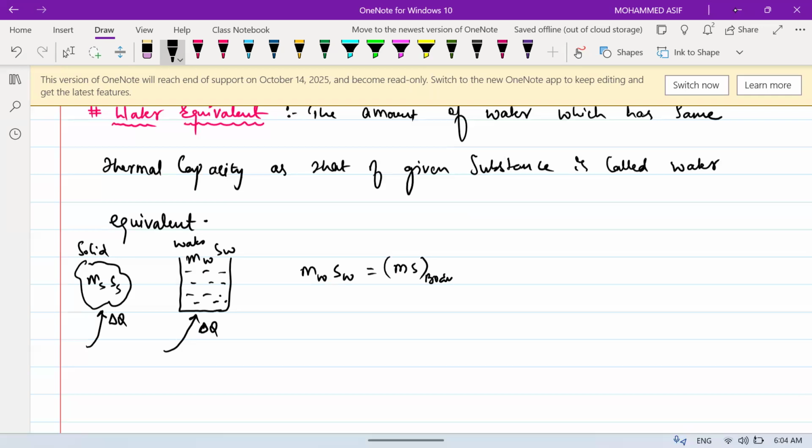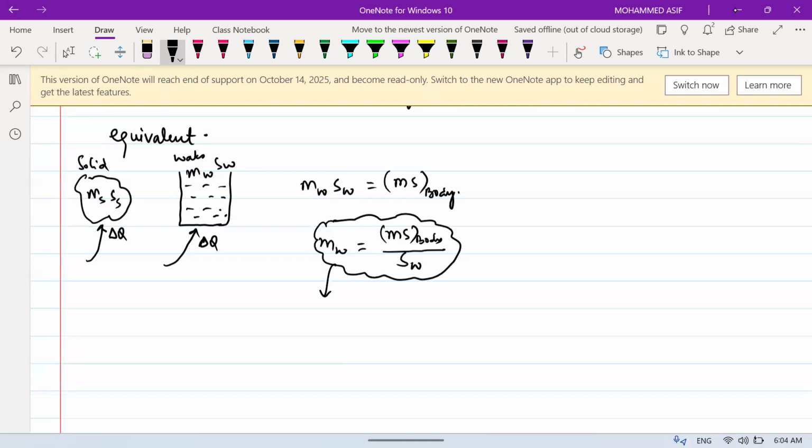That is specific heat of your body. That means mass of water will be equal to M into S of your given body or substance, divided by specific heat of water. So what is the water equivalent? This M is known as your water equivalent.